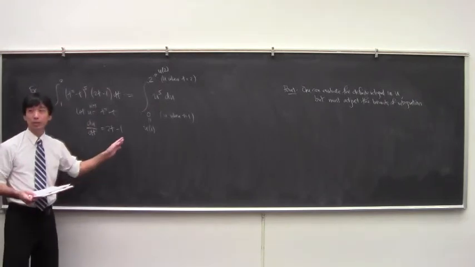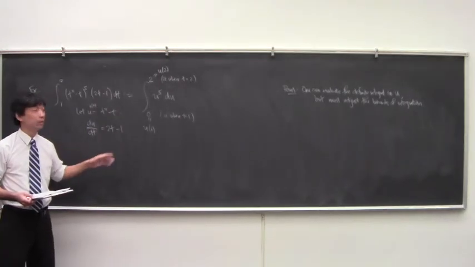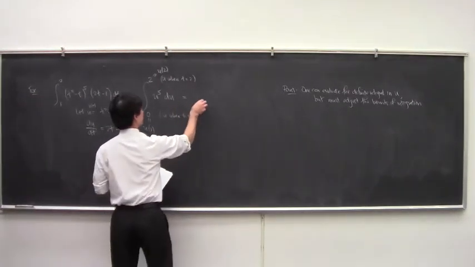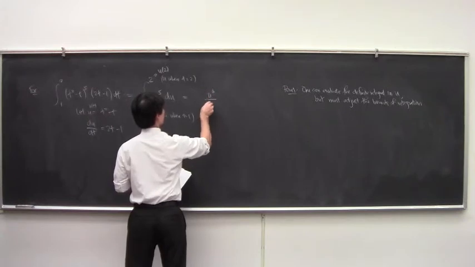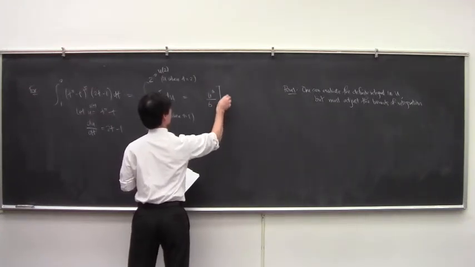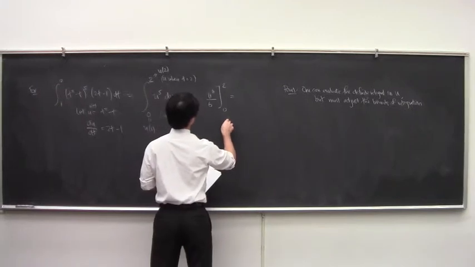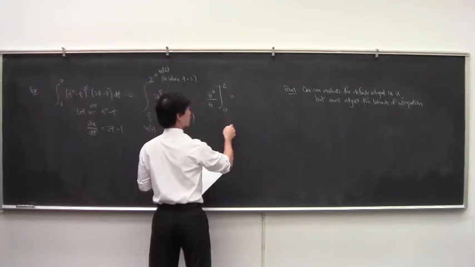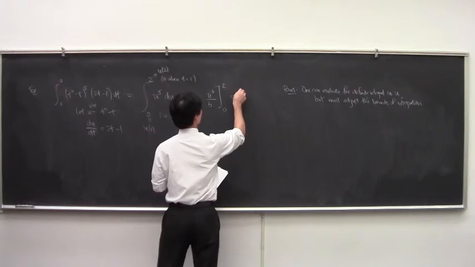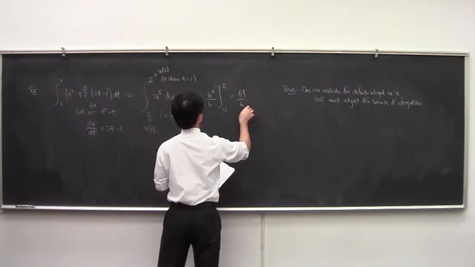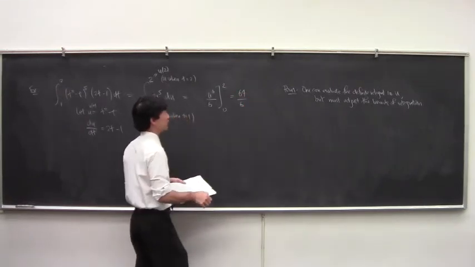Okay, so you adjust the integral, and you say, okay, so this is going to be u to the 6 over 6 between 0 and 2. 2 to the 6th is 64, right? So you have 32 thirds.